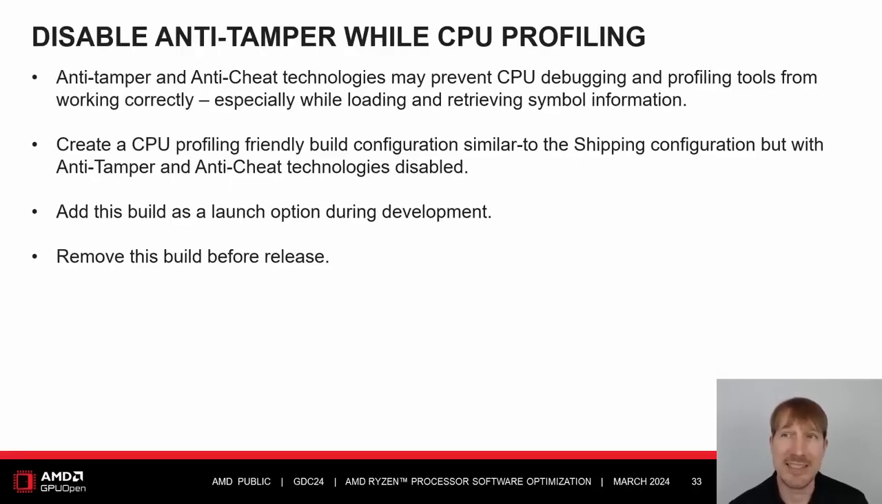Anti-tamper and anti-cheat technologies may prevent CPU debugging and profiling tools from working correctly, especially while loading and retrieving simple information. Consequently, we recommend creating a CPU profiling-friendly build configuration similar to the shipping configuration, but with anti-tamper and anti-cheat technologies disabled. Add this build as a launch option during development. Remove this build before release.